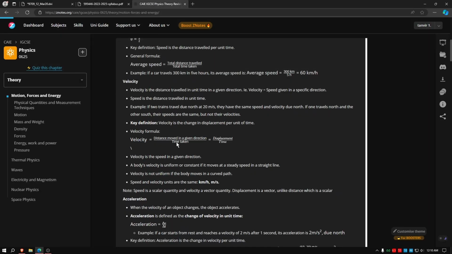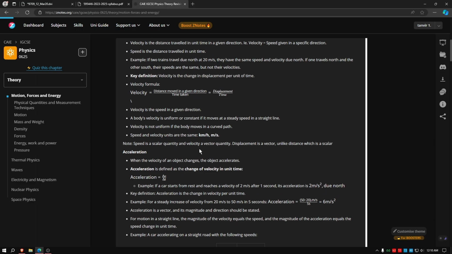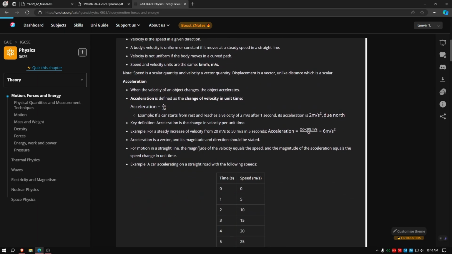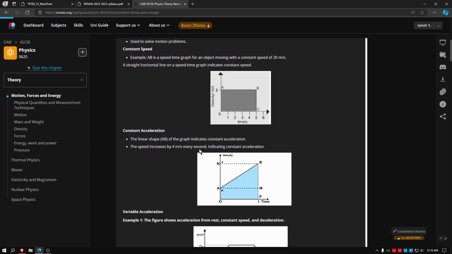Okay. Let's go into the notes. Let's find acceleration. Let's see if they use the formula.